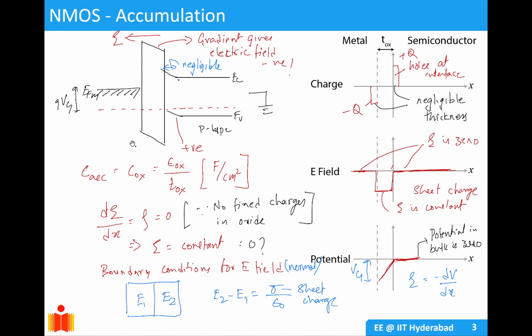Now if we calculate the capacitance, we will only consider the oxide capacitance. So that's Cox, which is equal to epsilon ox by Tox. Epsilon ox is the dielectric constant of the oxide, and Tox is the thickness of the oxide here.